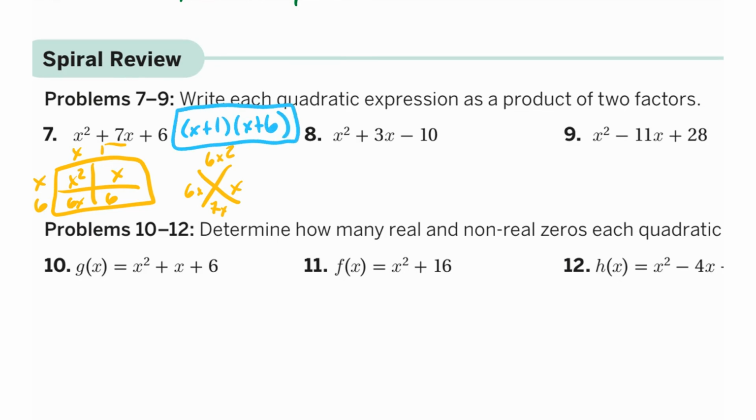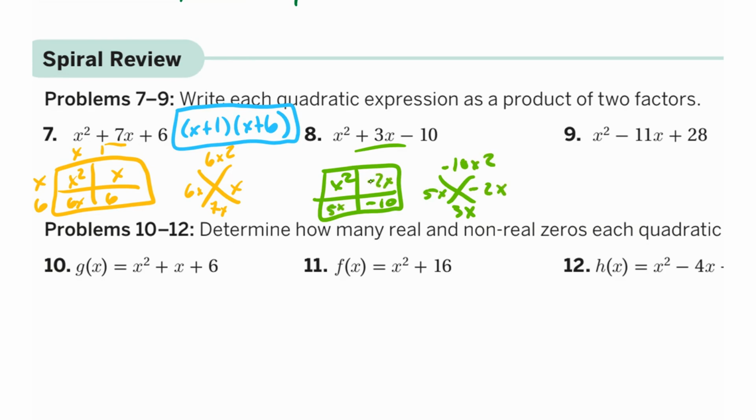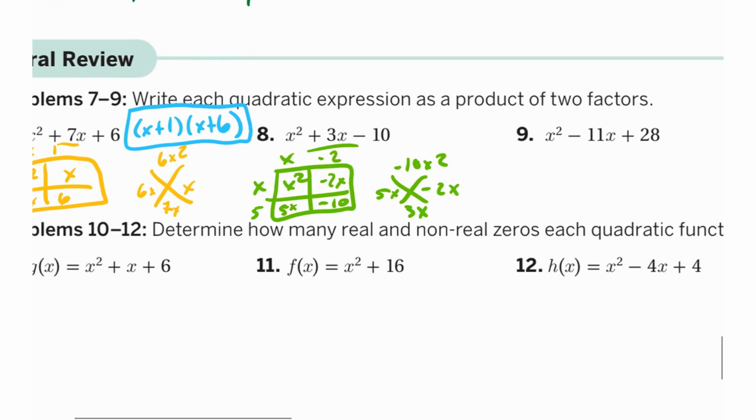For number 8, same idea. First term, first box. Last term, last box. Middle term of 3x needs to multiply. So the two pieces need to multiply to negative 10x squared, which would be 5x and negative 2x. Then I factor using my box here. And my answer here in blue is going to be x plus 5 times x minus 2.